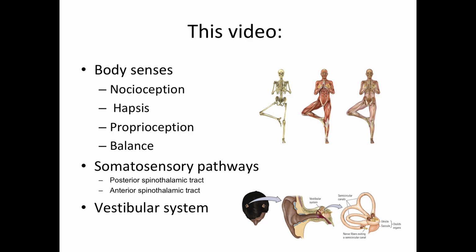The body senses can be split up into four submodalities. So we have nociception, haptics, proprioception, and balance. And then we're going to talk about the somatosensory pathways. So these are the spinothalamic tracts, and we have a posterior one and an anterior one. And they're a little bit different. And then lastly, we are going to talk about the vestibular system, which is then important for the fourth submodality, balance. These are connected.